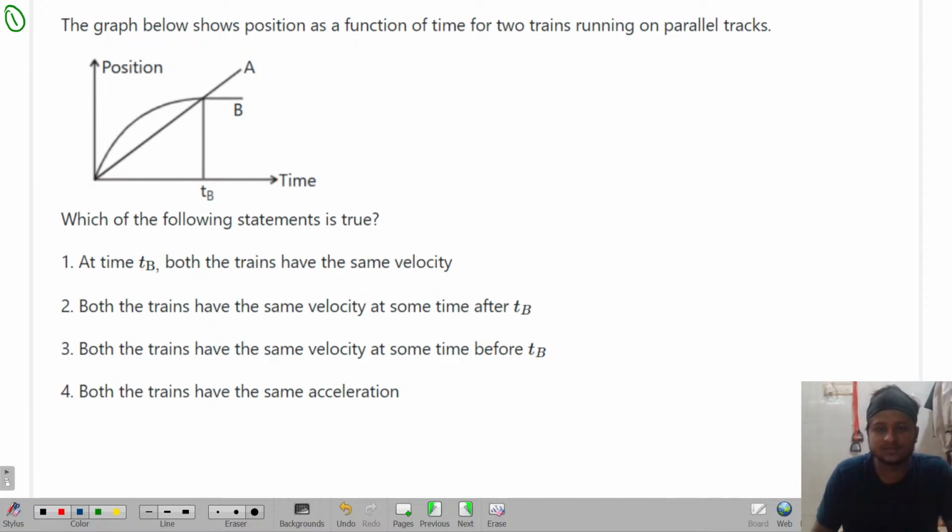Who has replied? Sujit has replied option C. Both the trains have the same velocity at some time before TB. Option C is given by Hitesh. Darshan, Radha, Yasmin, Nishan, Tafan, Arpita, Sneha, Ankit, Radha 1. Anyone else? Come on, fast, come on. Nissan 1. Both the trains have similar velocity.